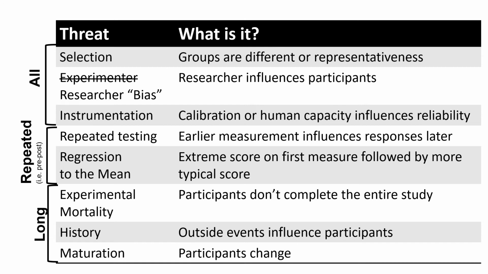The overall idea of history and maturation threats is fairly straightforward. Participants experience other things other than the study. The difference between the two is that history is concerned with outside events, like major world events, cultural changes, and natural disasters. Maturation is changes within the person.